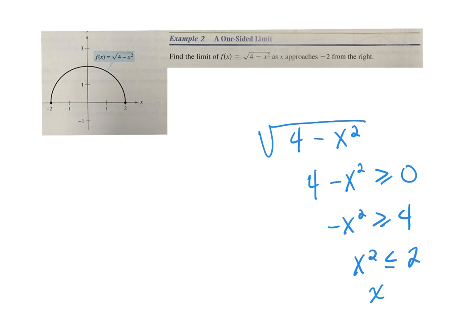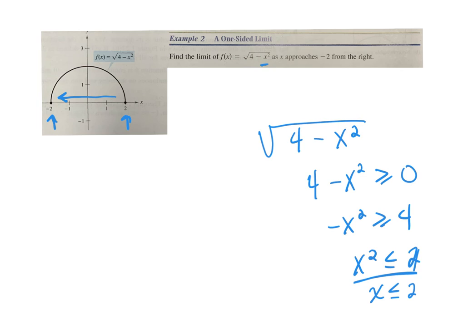All right, and remember with this, we have two different things when we do this. This has to be less than or equal to 2, or greater than or equal to negative 2. Remember when we're doing that? So that's why it's right here. Because if it's any less than negative 2, negative 3 squared is going to be 9. 4 minus 9, we have a negative, right? So I can only approach it from the right.